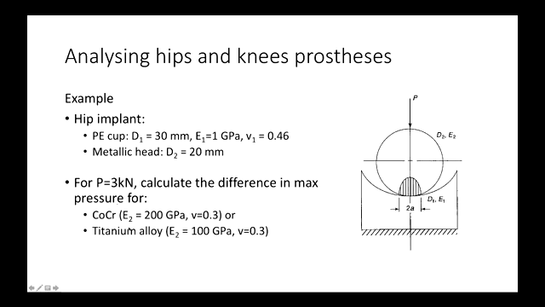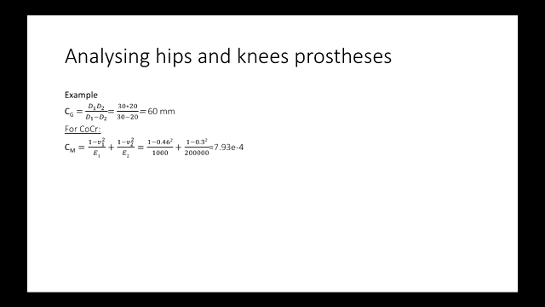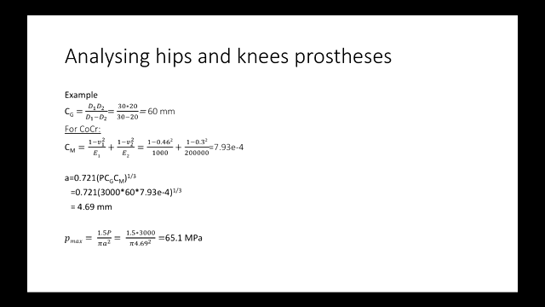So chromium cobalt has a Young's modulus of 200 gigapascal, and titanium alloy has a Young's modulus of 100 gigapascal. So a material that's double the stiffness, what effect does that have on the contact pressure? I'm just going to rush through this because I've run out of time. So we put in those formulas, and in the end we'll get the contact area of the polyethylene for the chromium cobalt, 4.69 millimetres. The area should be millimetres squared, I think. And maximum pressure of 65.1 megapascal.